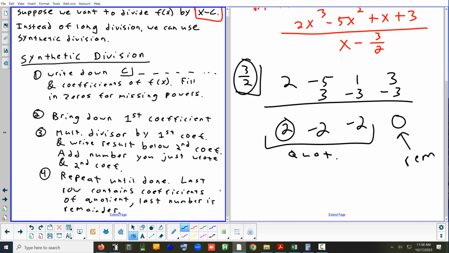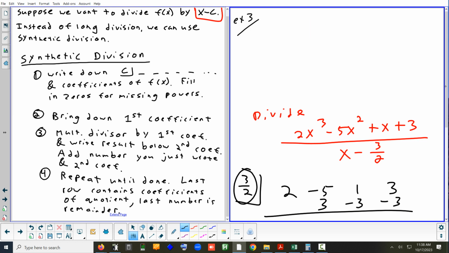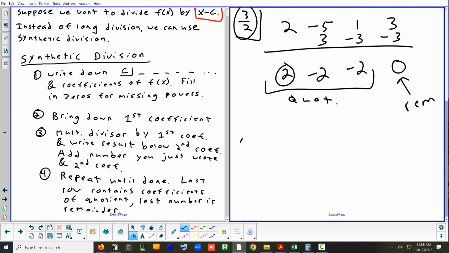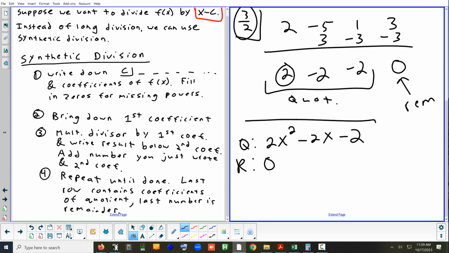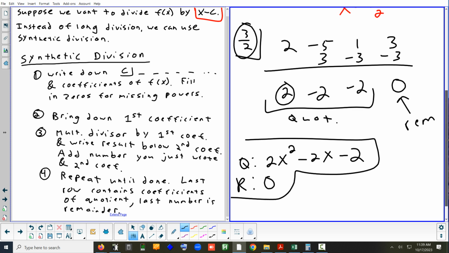The last row contains the coefficients of the quotient and the remainder. So if you're going to write down the quotient, it would be constant, linear, squared. So it's 2x squared minus 2x minus 2. That's your quotient. And the remainder is 0. And that's how you do synthetic division.